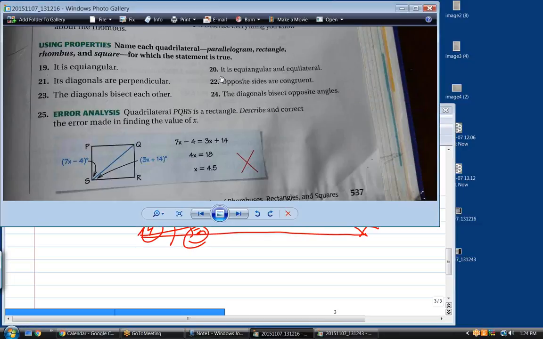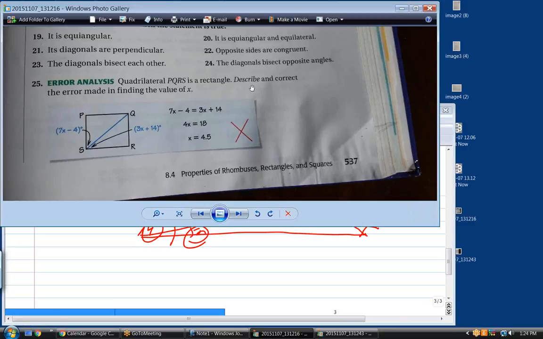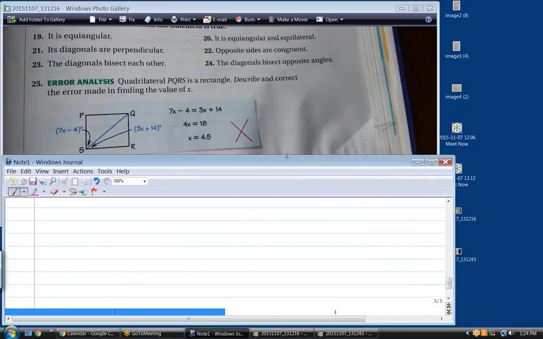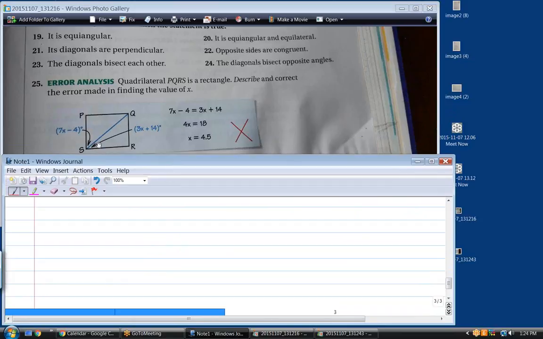Okay, and then 25. I don't know what went wrong with this one. If that's a rectangle, then we know that that angle plus that angle equals 90, not that that angle is equal to that angle. So the error is assuming they're equal. Remember, the diagonal on a rectangle does not bisect that angle.